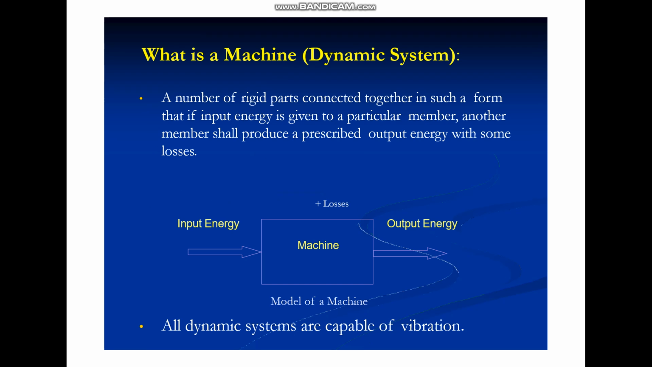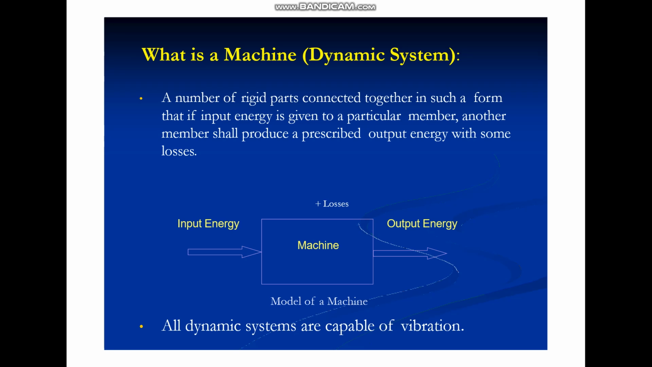Starting from some basic terminology, what is a machine? It is a system that takes some input energy and provides output energy as well. From the figure, it is obvious that some input energy is given to the machine. Some part of this energy is lost and the remaining is output energy in the form of work. So all dynamic systems are capable of vibration.